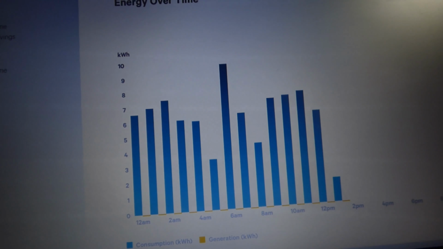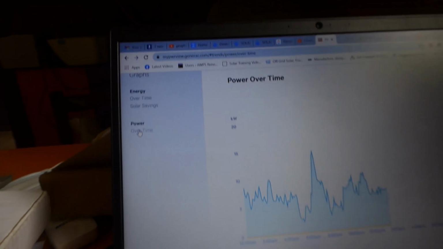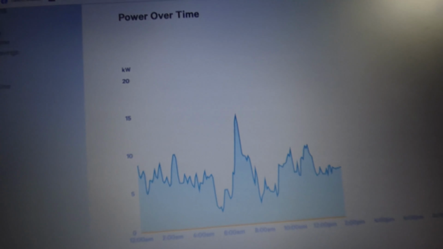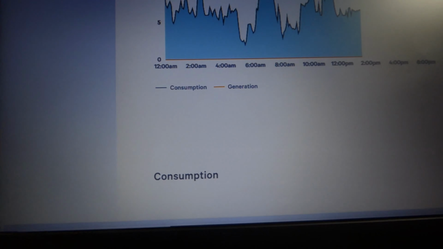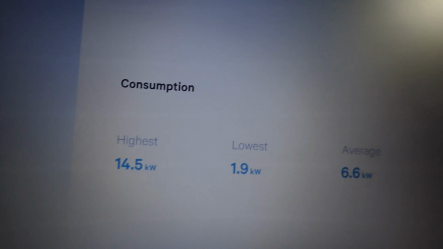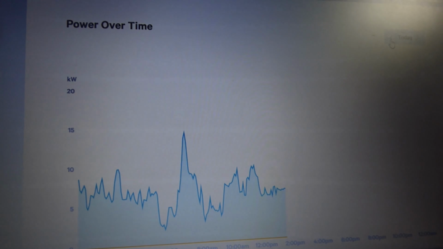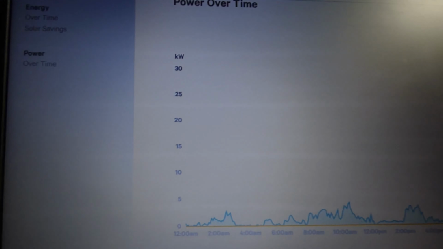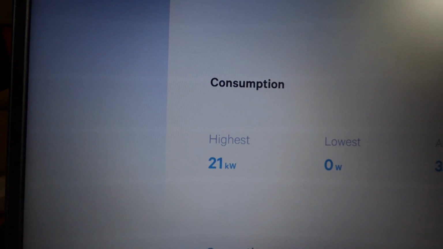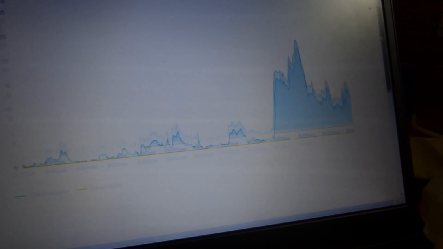Let me see if I can go back and show you power over time. That's what we're looking at. Power over time is a better and more accurate reflection. What I just showed you was kilowatt hours. So here is actual consumption. The highest was 14.5, the lowest was 1.9, and the average is 6.6. Let's look at what they did yesterday. Yesterday, the highest was 21, the lowest was 0, and the average 3.8. I guess the lowest was when the power went out before they started their generator.